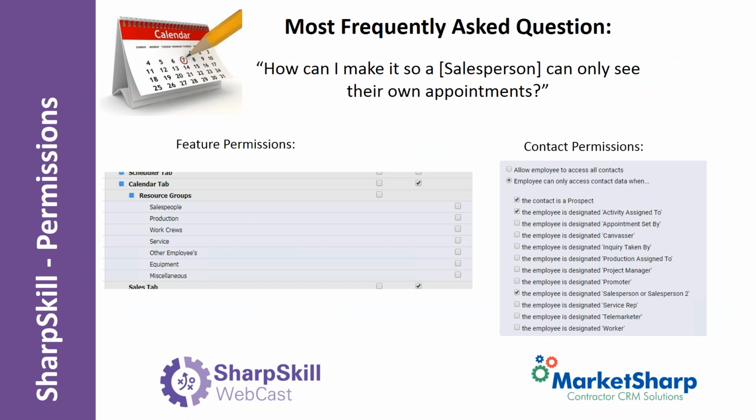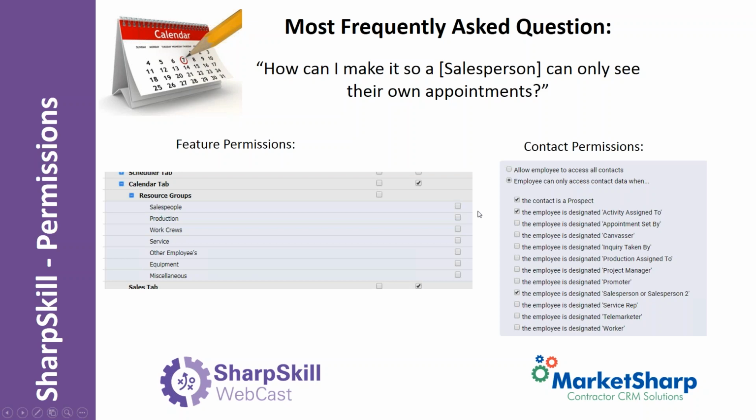Now, the most frequently asked permission question that comes back to technical support is, how do I make it so an employee or a salesperson can only see their own appointments? That is easily, by far, the most common question that comes back to technical support, because it comes back to that focus area as well as data integrity. Well, the first thing that you are going to want to do is go to feature permissions, and you're going to want to drop down the calendar tab, drop down resource groups, and uncheck all these resource groups here.